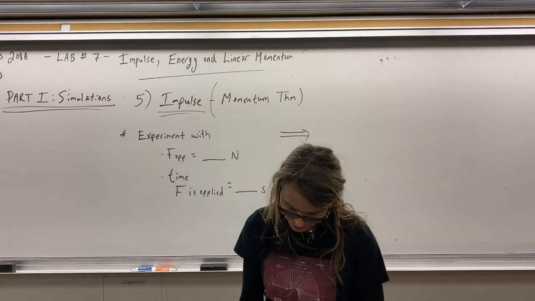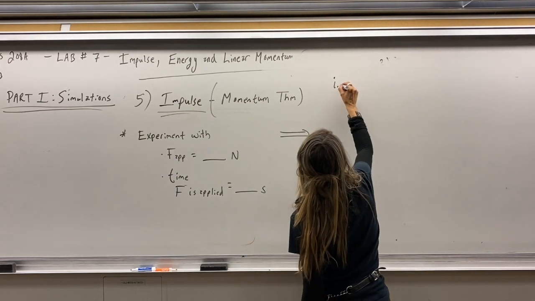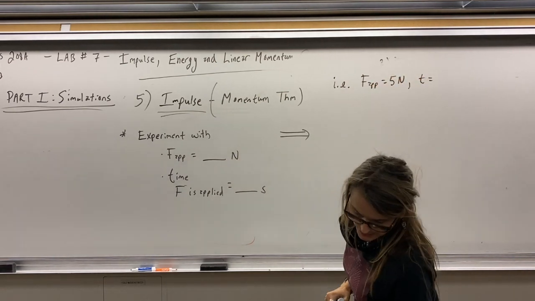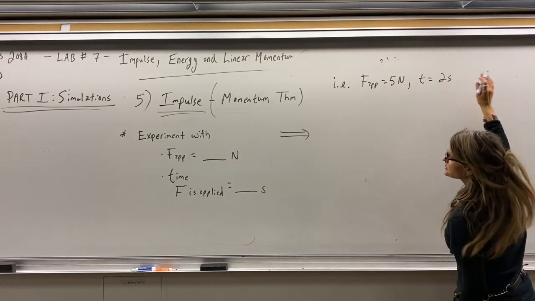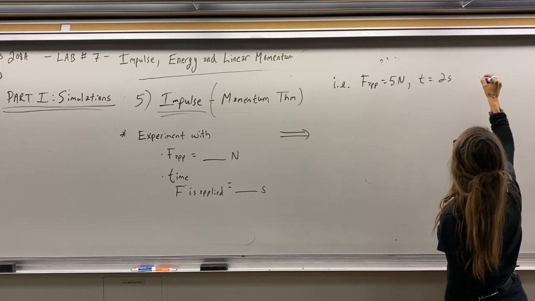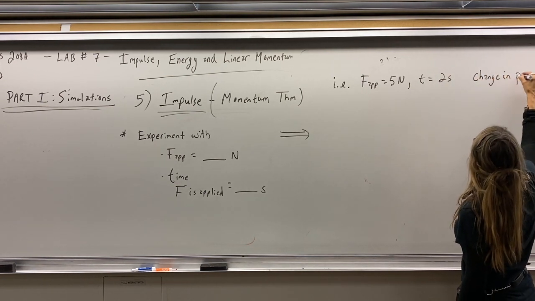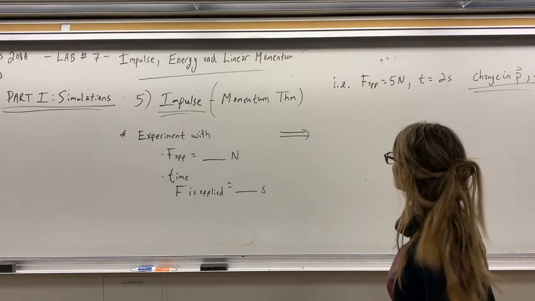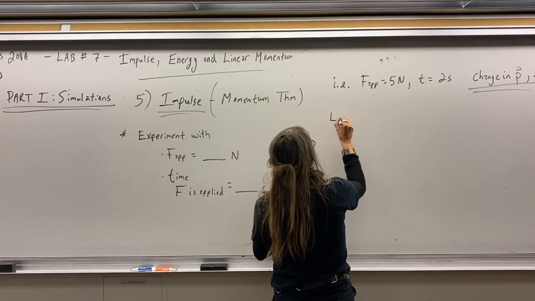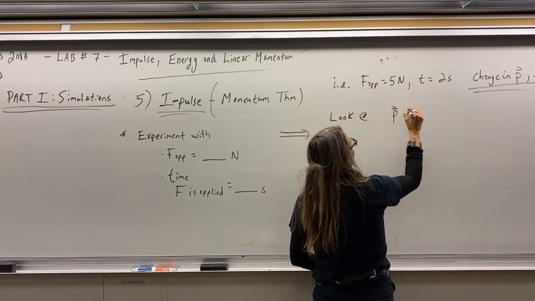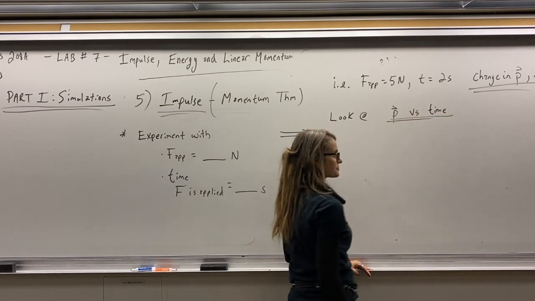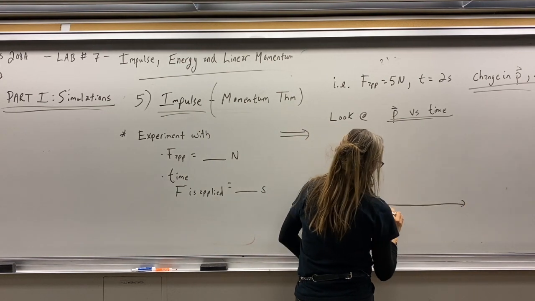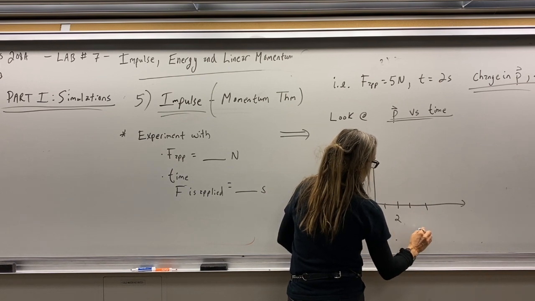So for instance, let's do our F applied equal to 5 newtons and our time to be 2 seconds. What we want to do is find the change in our momentum. What's the change in momentum here, which is what the impulse is. So what we're going to do is look at our momentum versus time graph. Okay, and if you pick those two values, you're going to have a graph that, here's our time in seconds.